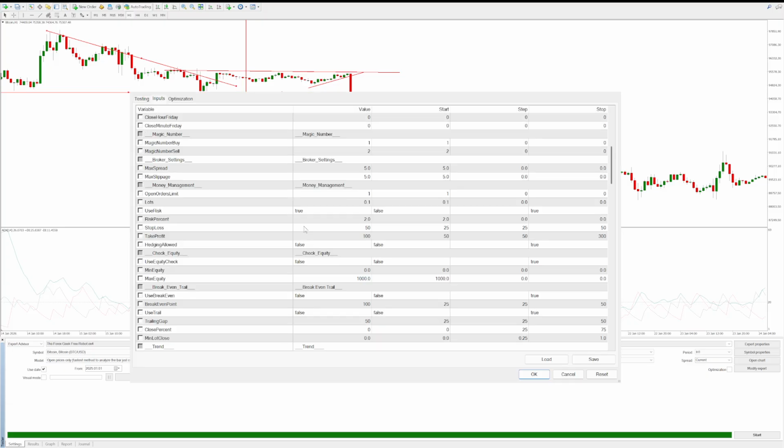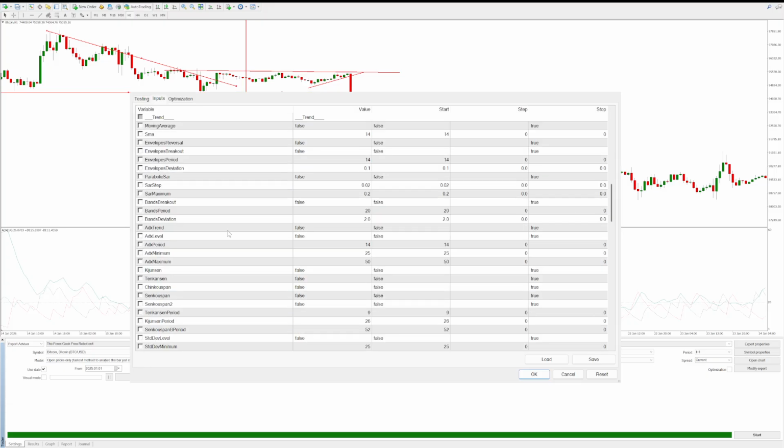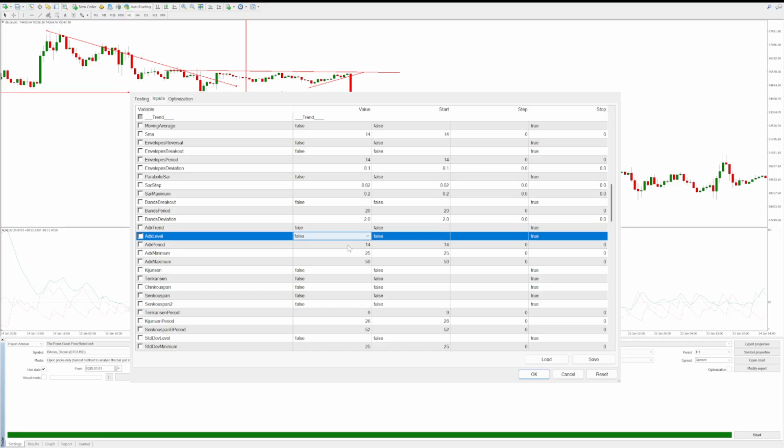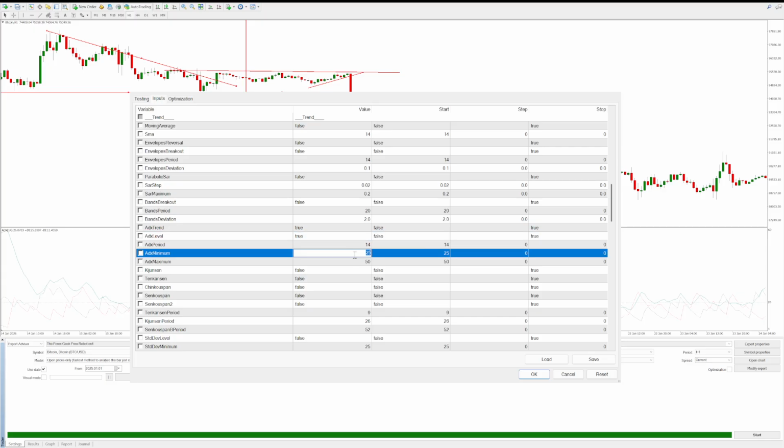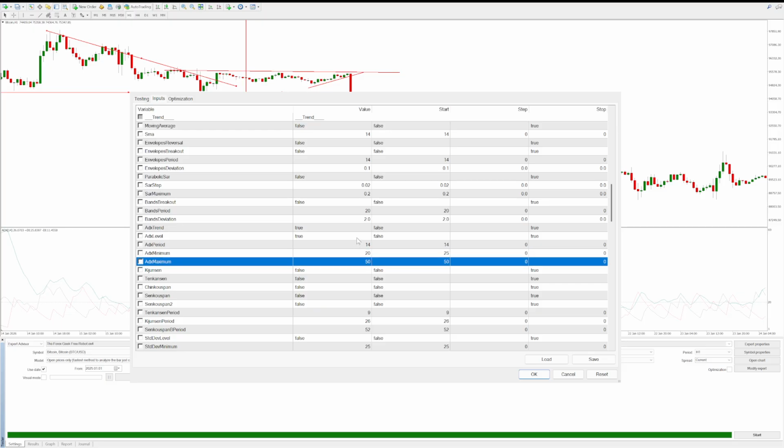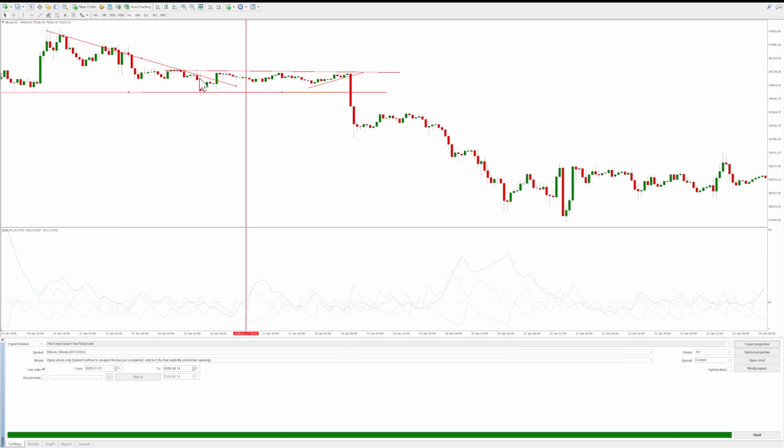So in the EA, if we go to the ADX, you could have had the ADX trend set to true and the ADX level set to true. Say we would have wanted the ADX to be above 20, so that's the minimum level. And then we would have had an alert from the EA that the ADX is suggesting a strong downward trend at this point, and we know, okay, now it's time to start looking for a trade.